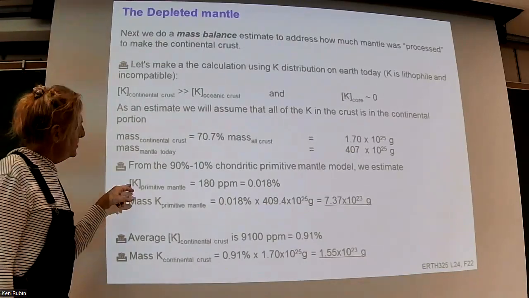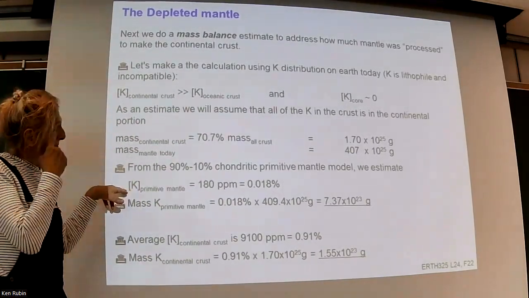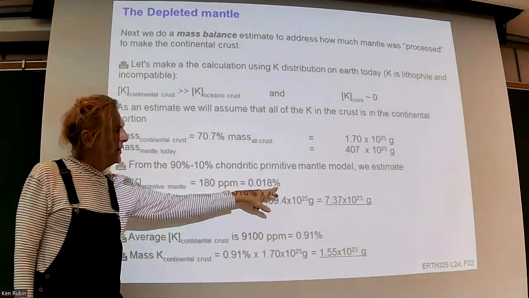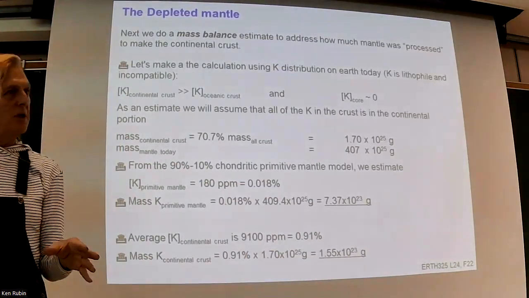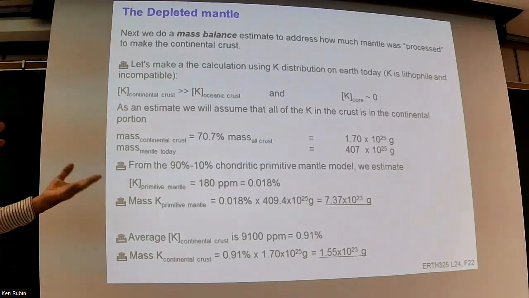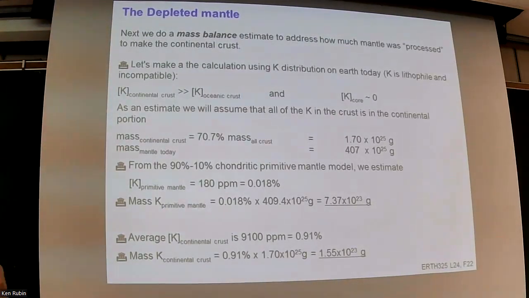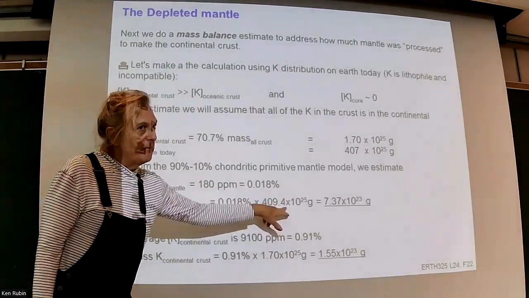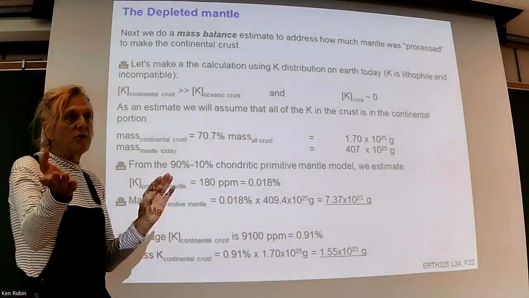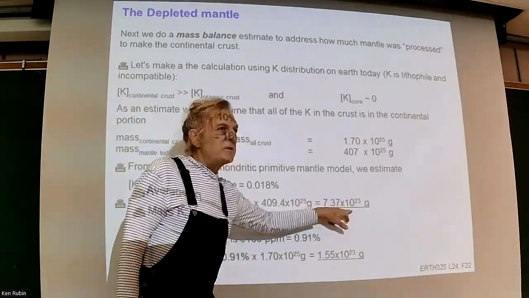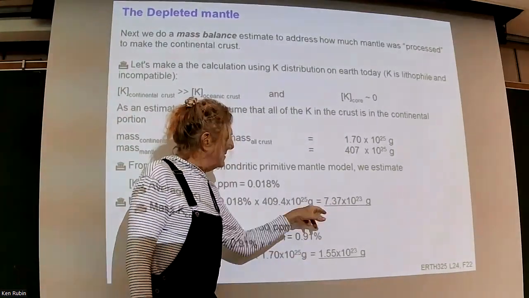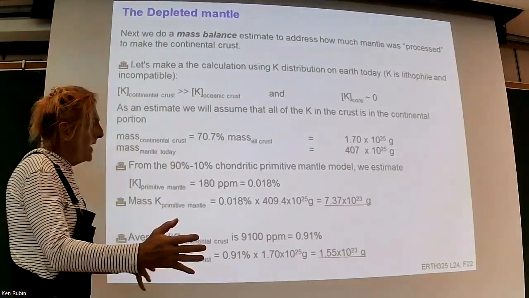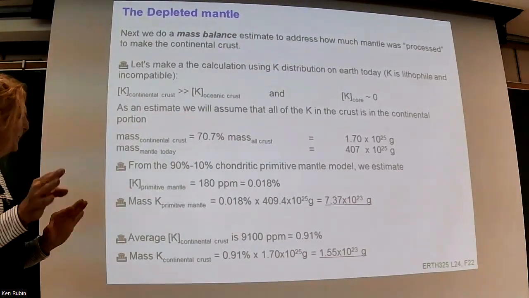So the potassium concentration that we calculate from the pyrolite model is 180 parts per million, which written in percent is 0.018%. That's its concentration before we start making crust, but after we've made the core. Now, if we convert that into mass units, we're just going to multiply it by the mass of the primitive mantle, before we extract any crust, and we get a mass of potassium, right? It's almost like Avogadro's number, 7.37 times 10 to the 23rd grams of potassium in this primitive mantle.